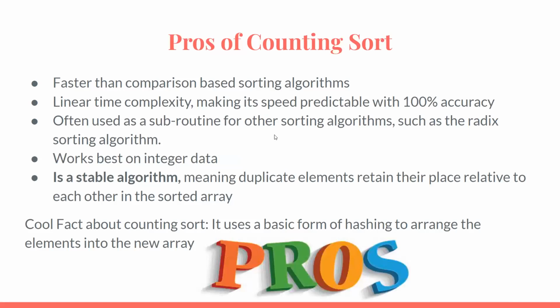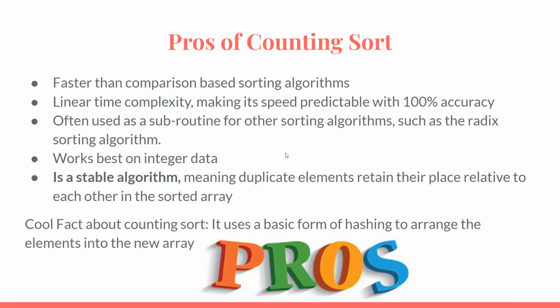Some pros of counting sort are that it's faster than comparison-based algorithms. Like I said previously, the linear time complexity is great, and it makes predicting the speed of the algorithm 100% accurate. The algorithm is usually used as a subroutine for other sorting algorithms like radix. So by itself, it's not very popular, but when used with other sorting algorithms, it can be very powerful. It works best with integer data, but it can be used for any data, like any sorting algorithm.